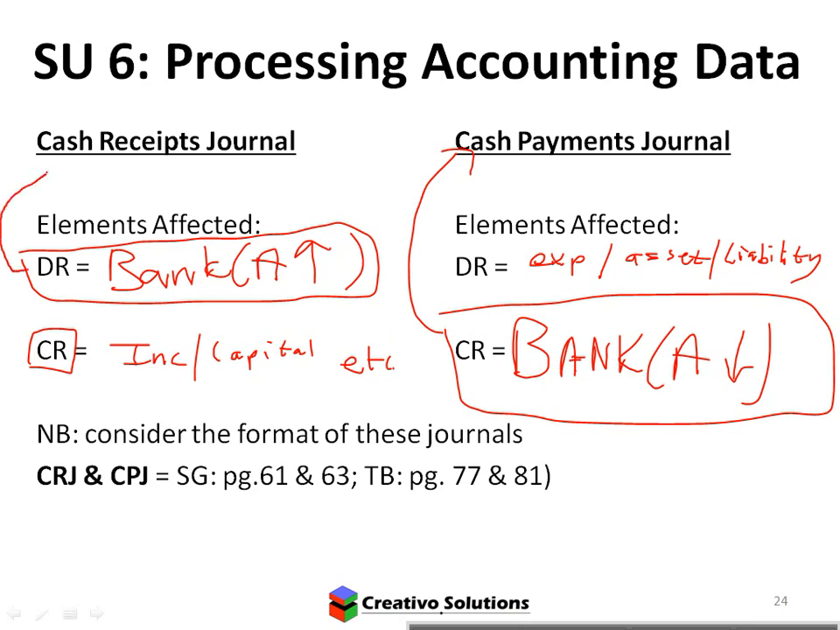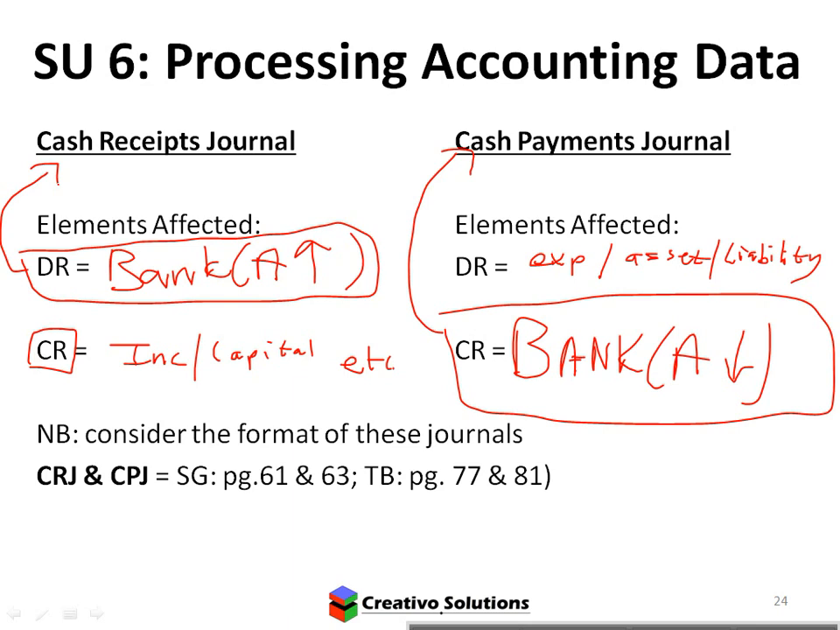For a cash receipts journal, bank is always going to increase. It's always going to increase. It's always going to decrease. It's not going to change. Okay, because what am I doing? I'm capturing transactions in a specific journal. Okay, so journals capture transactions.